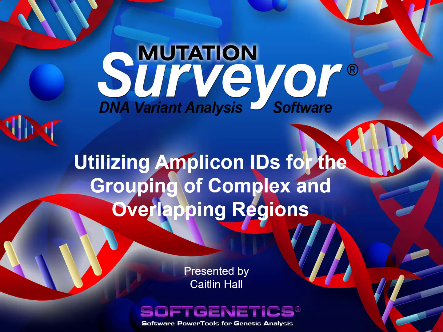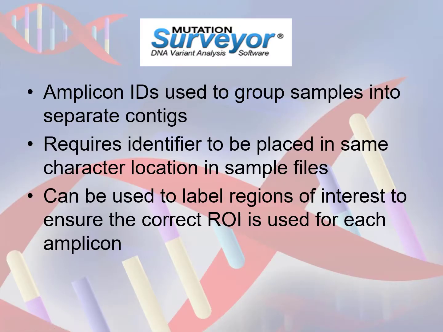In this webinar, we will be reviewing the sample grouping options available in Mutation Surveyor software, which utilize specific Amplicon identifiers within the names of sample files. These identifiers can be used to automatically group more complex data into appropriate contigs, as well as identify specific regions of interest to amplicons. Settings that use the Amplicon identifiers were designed to assist users with grouping sample files into specific contigs when default grouping settings do not provide the desired results.